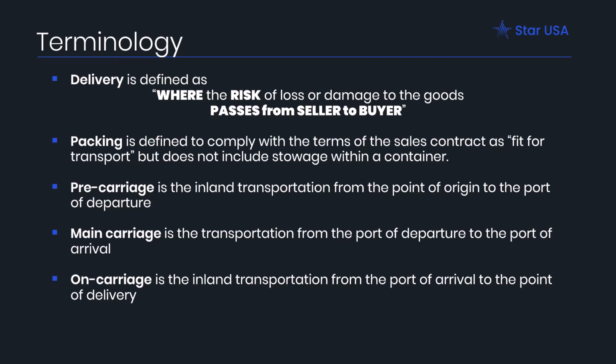The seller obviously has the initial risk because they're the ones that have control of the goods. And at some point during the transportation chain, the risk is going to move from the seller to the buyer. And Incoterms helps identify where in that transaction that occurs. Again, this is not the same as delivery of the goods. Delivery within the Incoterms can be made at any point in the transportation chain.